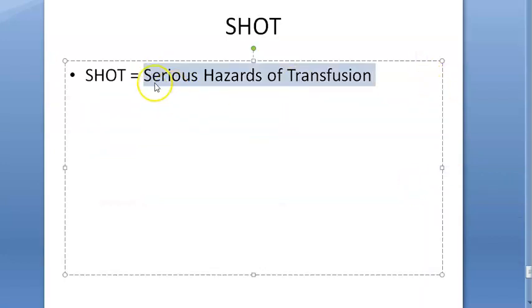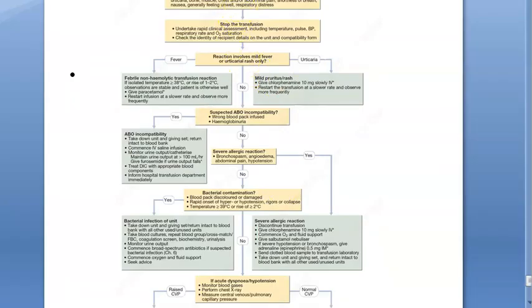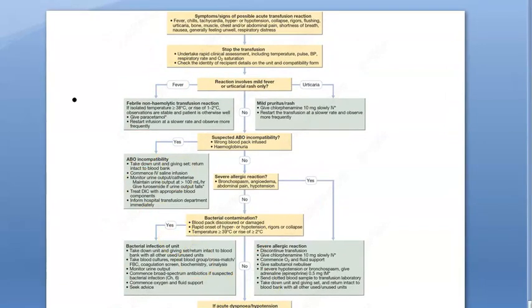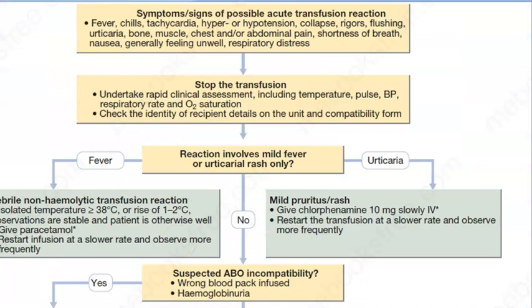Serious hazards of transfusion has a short form called SHOT. What is SHOT? Serious hazards of transfusion. Once you are giving blood to a person, the flow chart will take you through it. So let us look at acute transfusion reaction here. We're looking at the flow chart, guys. Focus. Acute transfusion reaction: this person is having fever, chills, tachycardia, hyper or hypotension. He's collapsing, rigors, flushing, urticaria, that is a rash.